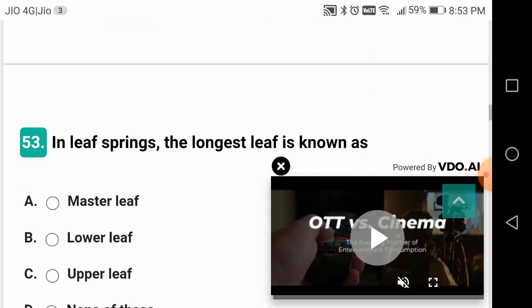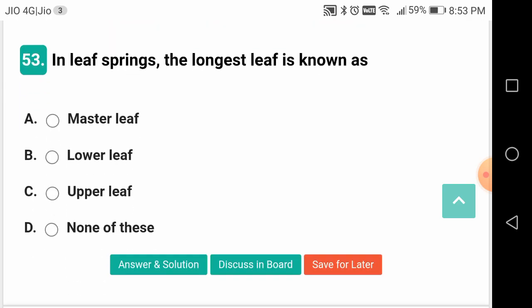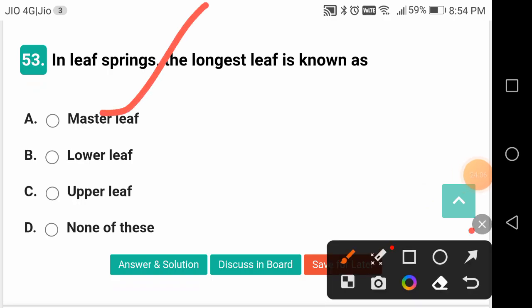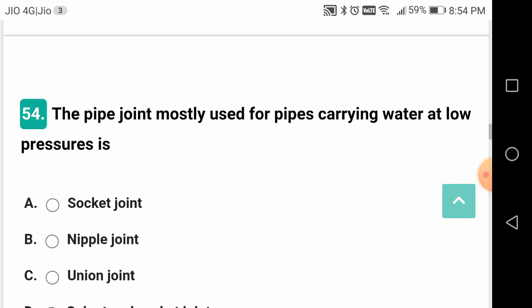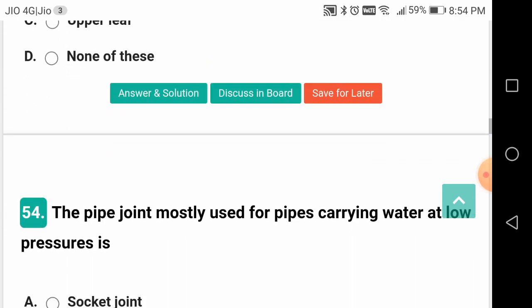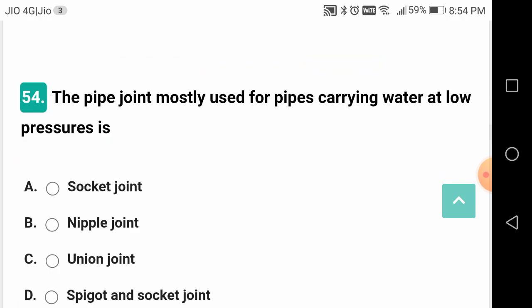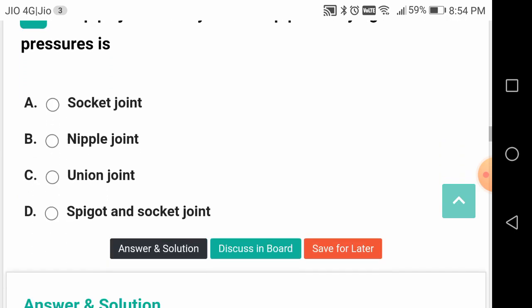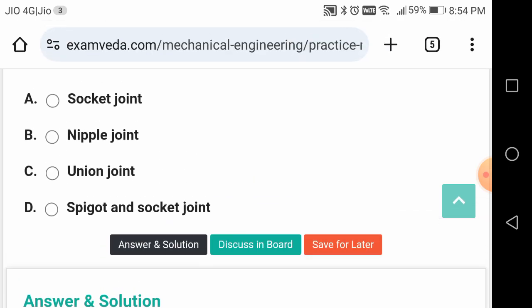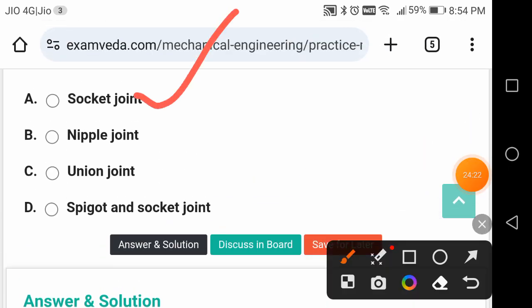Remember the words. In leaf springs, the longest leaf is known as the master leaf. The pipe joint mostly used for pipes carrying water at low pressure is which joint? This is the socket joint.